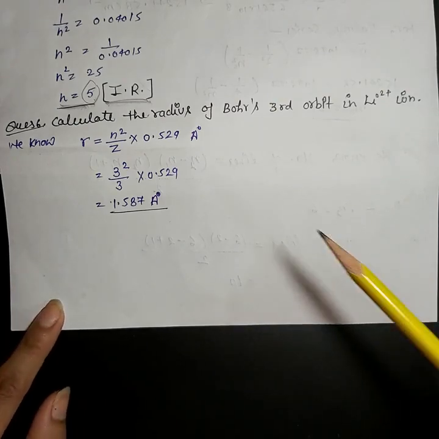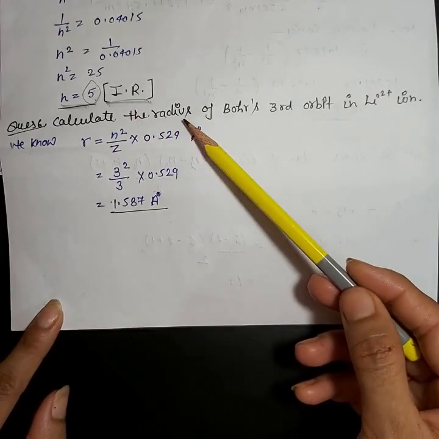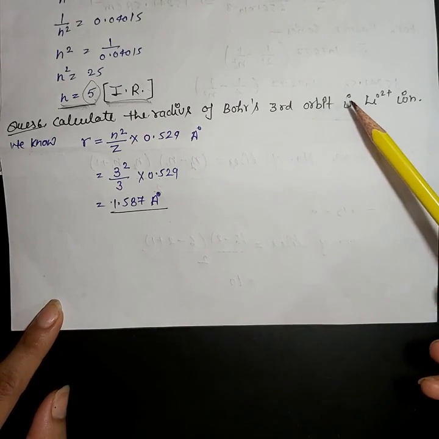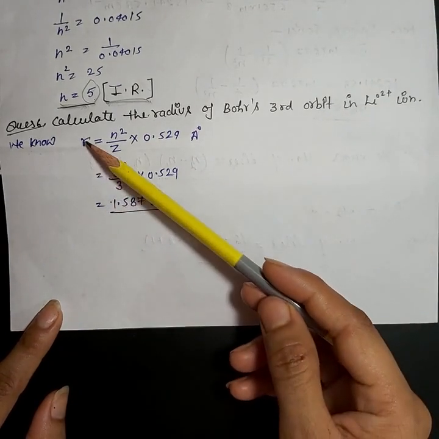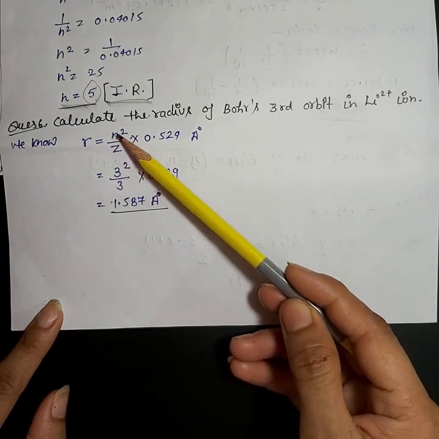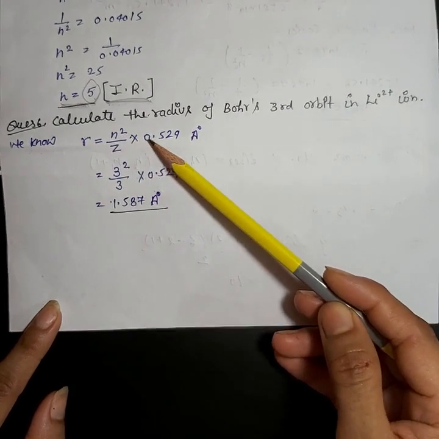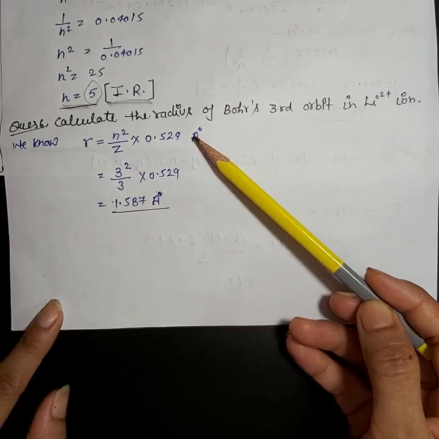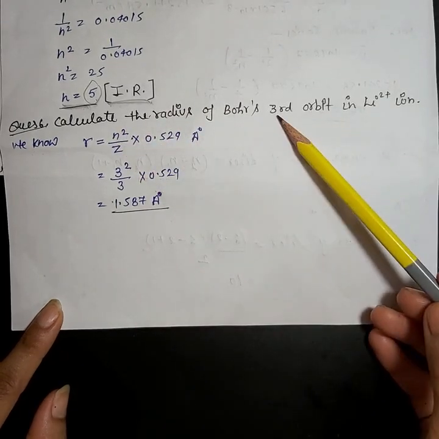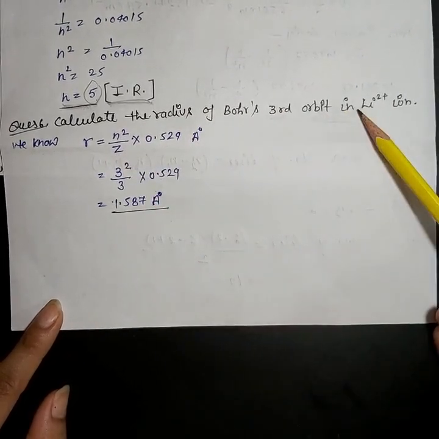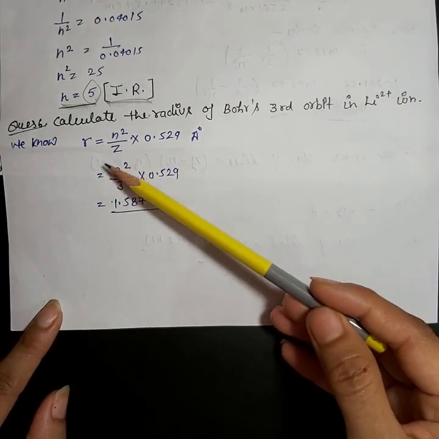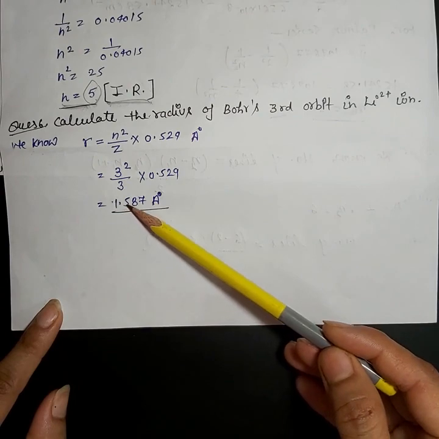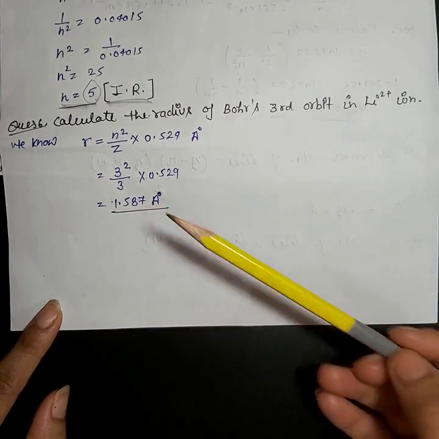Now the sixth question is, calculate the radius of Bohr's third orbit in Li plus 2 ion. As we know the formula for radius, r equals n square over Z into 0.529 angstrom. So here n is 3 and Z for lithium is 3, as the atomic number of lithium is 3. So r will be equal to 1.587 angstrom.